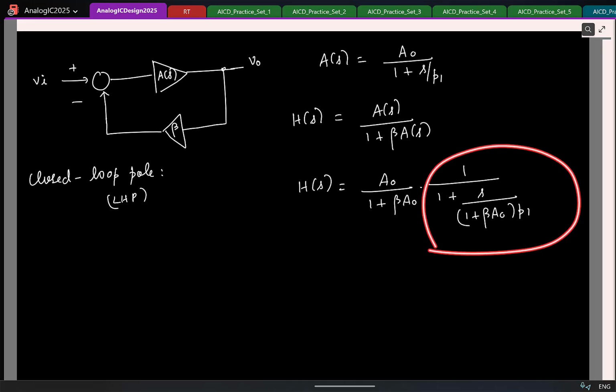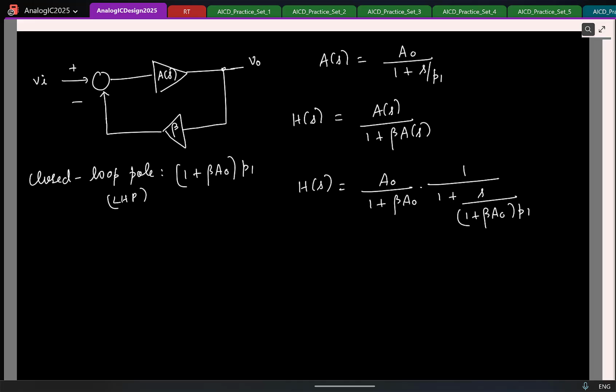This is the transfer function. Where is the pole location? Okay, minus what? 1 plus beta a naught. Again, for very large values of a naught, you can approximate as beta times a naught times p1.